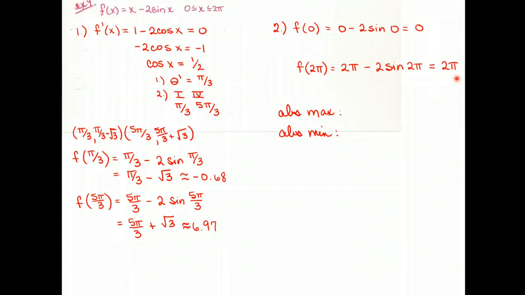All right, so now I have all the y values that I could compare. So I've got -0.68, 6.97, 0, and 6.28. Which of those is the highest? Yeah, the 6.97. So that came from the 5 pi over 3 plus the square root of 3. That's this guy right here. So I want to go back to giving it in its exact value. So I could say I have a maximum of the y value occurring at the x value.